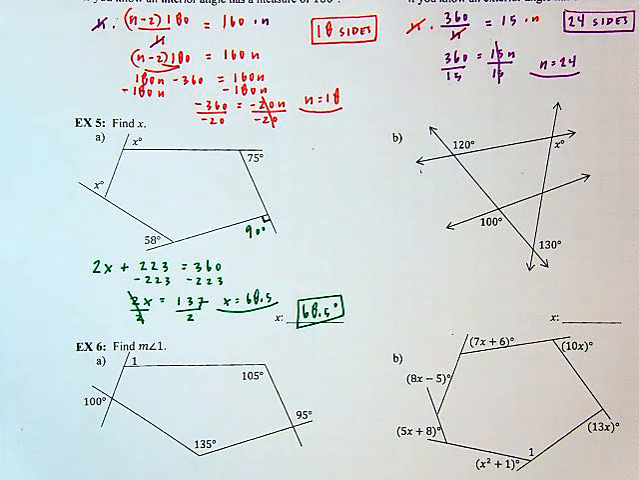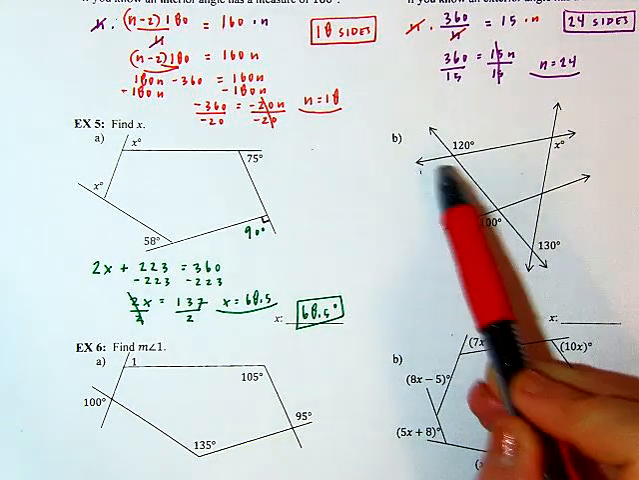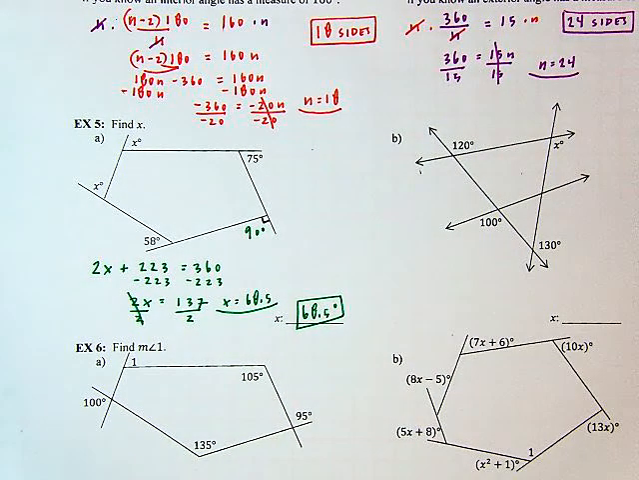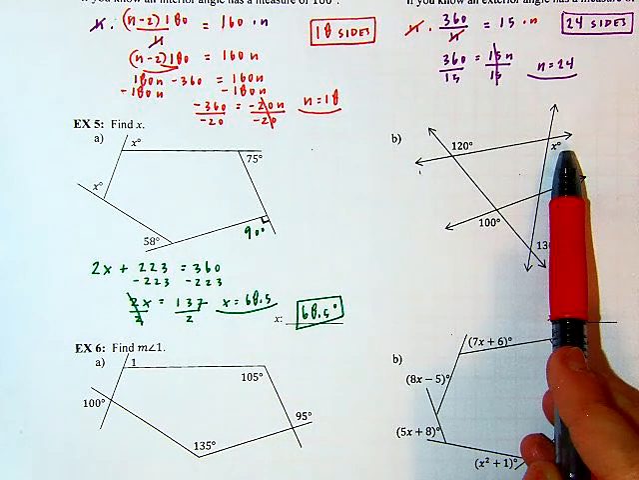All right, in B, I have a lot going on. I have a bunch of lines with transversals. I don't have any parallel notation, so I need to figure out how to connect my dots. So I would probably build off of any linear pair or any vertical angle relationship first. I'm trying to get over to where x is.